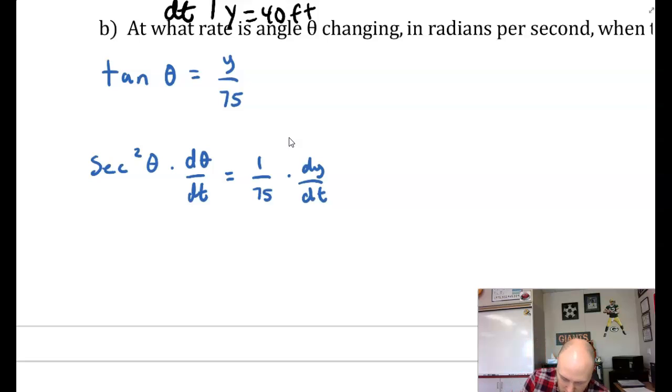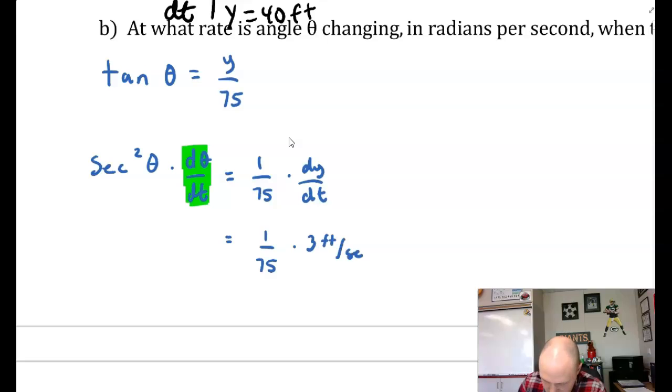And I want to solve for d theta dt. So I need to go ahead and plug some information in. First of all, I am missing nothing on the right side. I have 1 over 75, my dy dt, that's the rate that the balloon is rising, and according to the last problem, that is 3 feet per second. Okay, and on the left side, I have secant theta. I'm missing that. That's secant theta quantity squared. So I need to find secant theta.